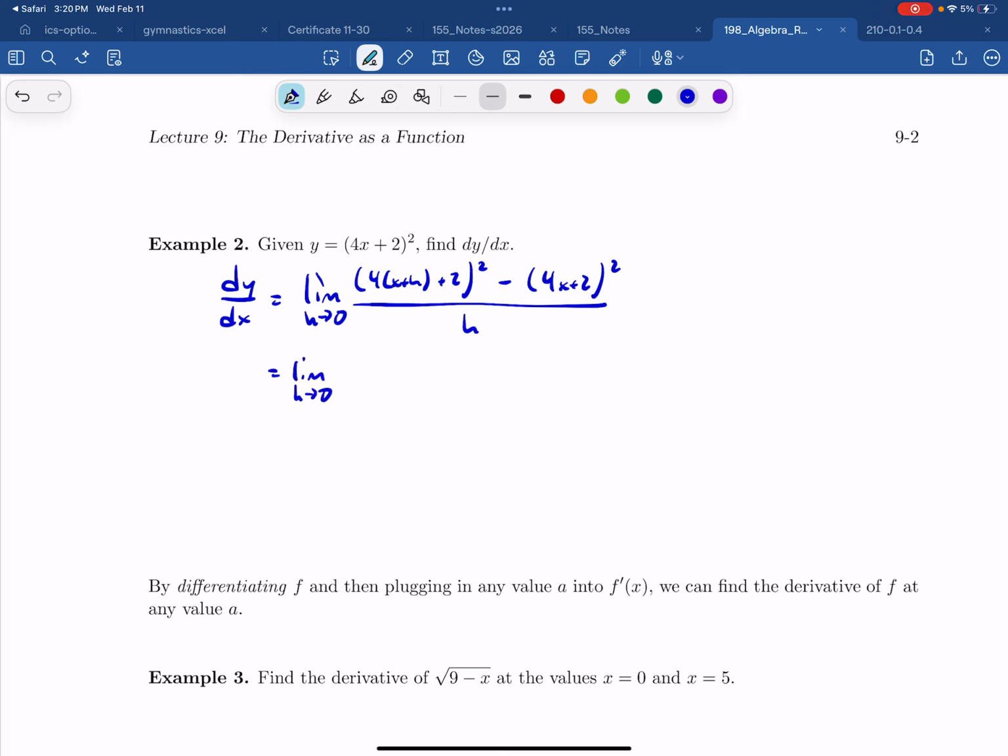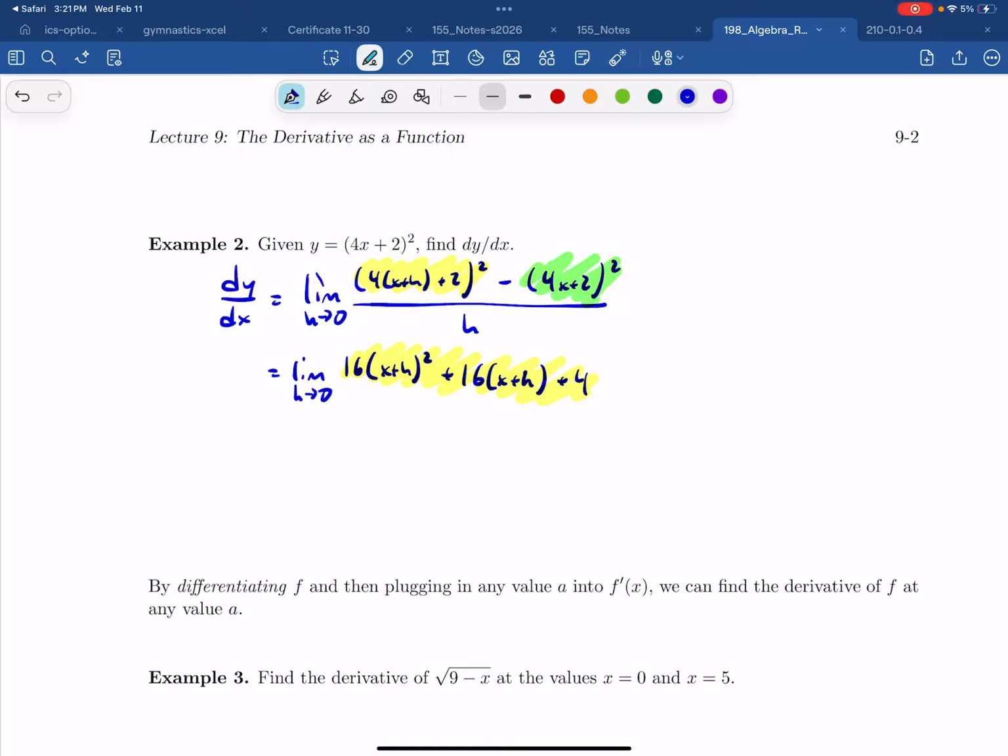So for starters, let's just FOIL this whole thing. We're going to FOIL this, and we get 16 times x plus h quantity squared, because we square this first term. That's the F in FOIL. Plus 16 times x plus h, that's the OI part of foiling, 2 times 4 times x plus h, the outer and the inner, and then plus 4. So this turned into this.